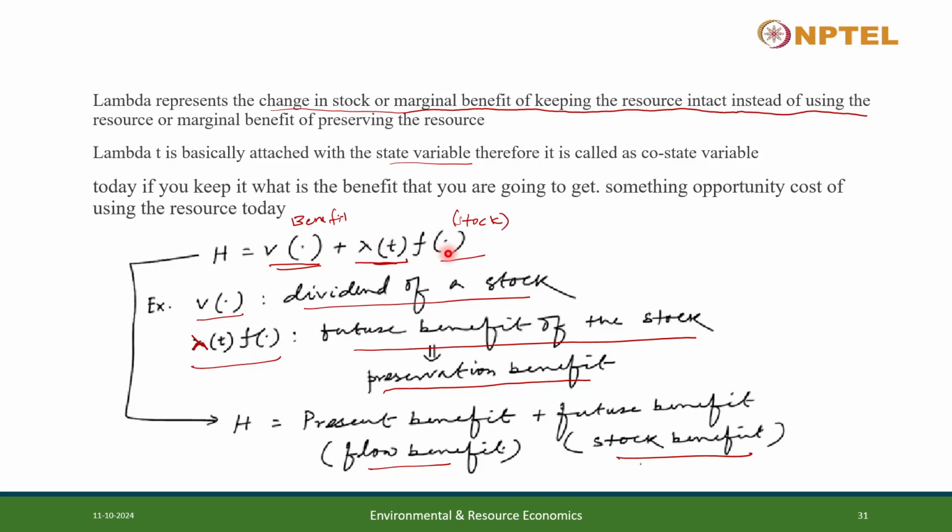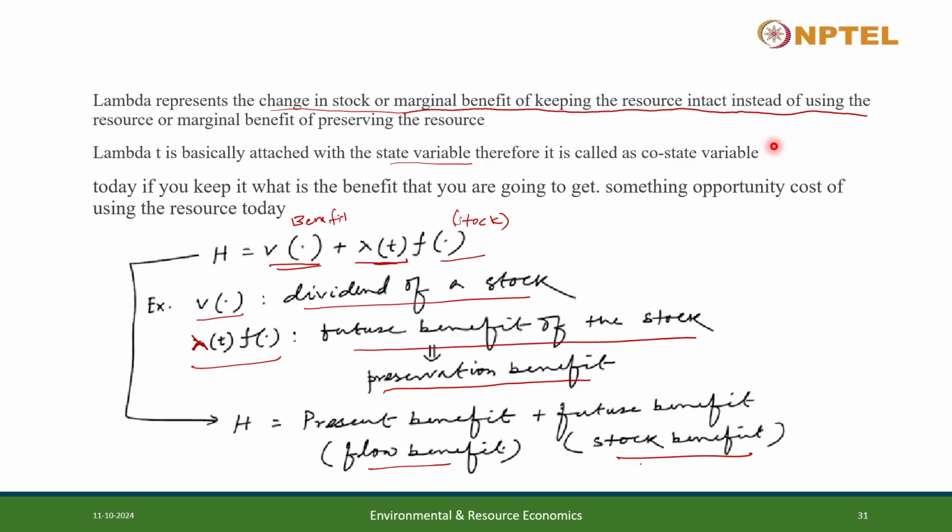So that is the change in the objective function if you keep one unit of stock, and that is given by lambda. Okay, so the marginal benefit of preserving the resource. Since lambda t is attached to the state variable, it is called the co-state variable.